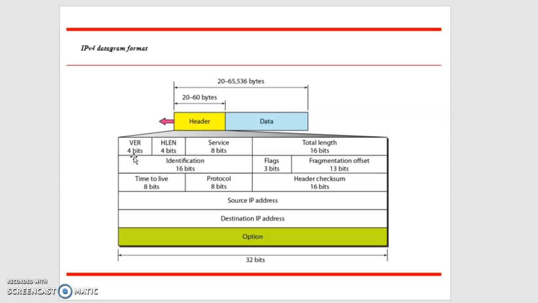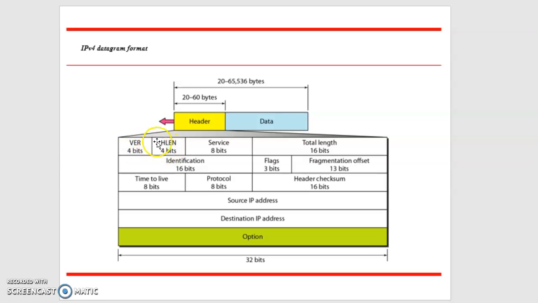Now let's start with the first field. The first field is the version field. It is 4 bits long. Version tells us which version of IP addressing it is, version 4 or version 6. Right now we are discussing the IPv4 datagram, so the version stored here will be 4.